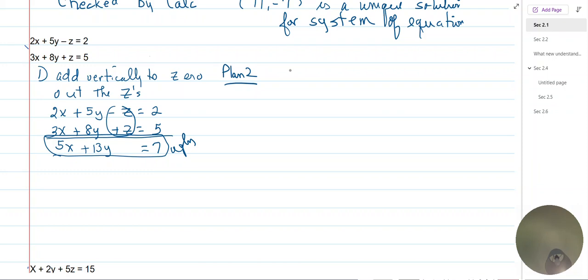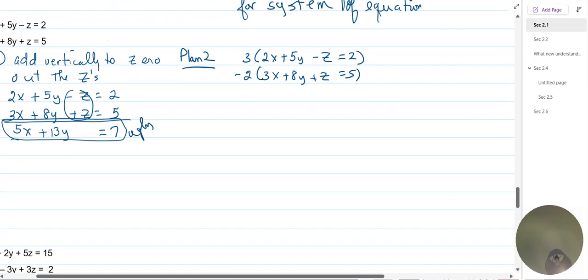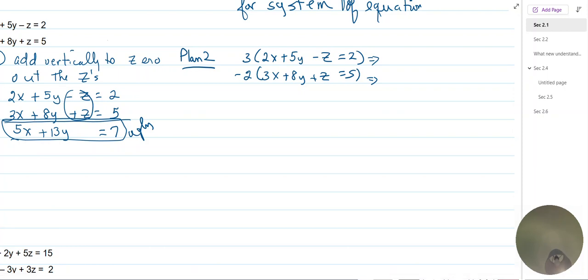So I'm going to multiply 3 times the 2x plus 5y minus z equals 2. And I'm going to multiply by a negative 2 to the 3x plus 8y plus z equals 5. That's what I'm going to do. All right, let's see what I get this time. And maybe it's more workable. This made another fraction occur, and I don't want fractions. I want to just do the math.